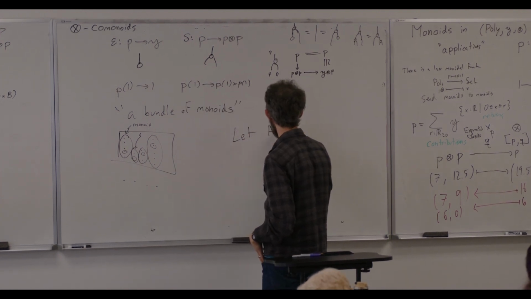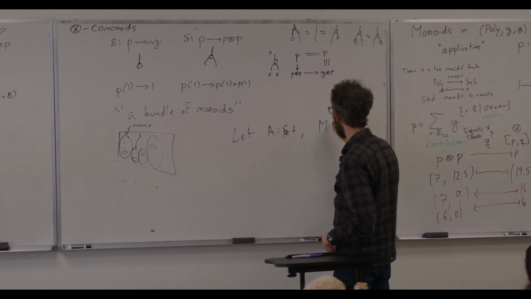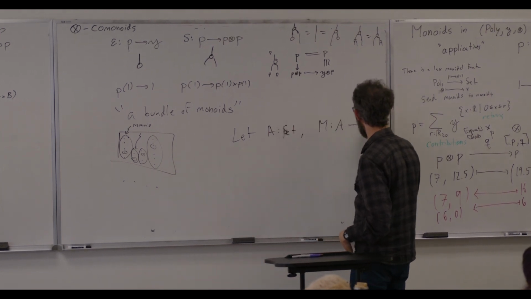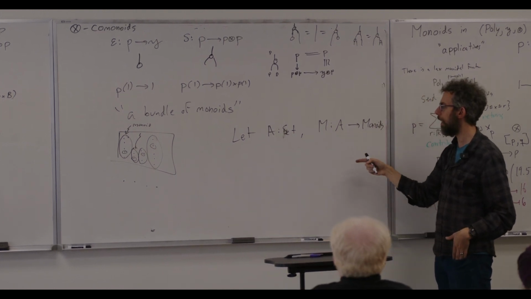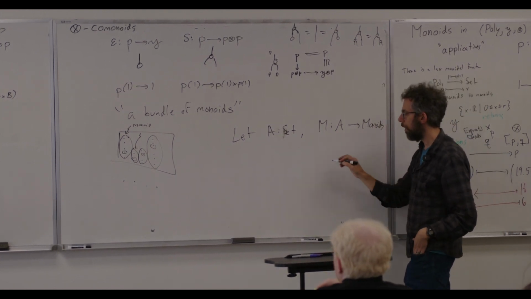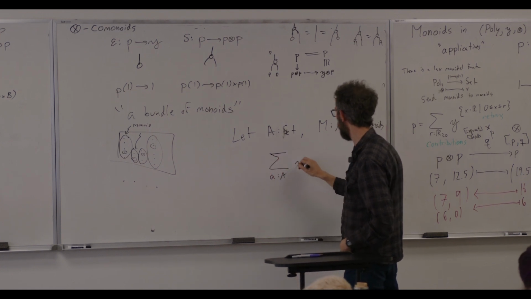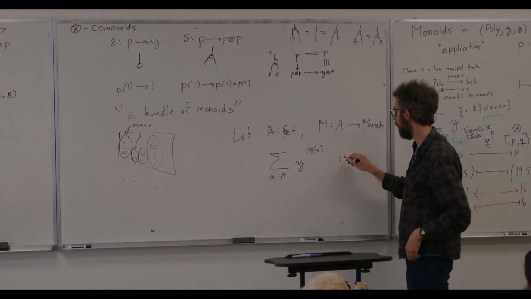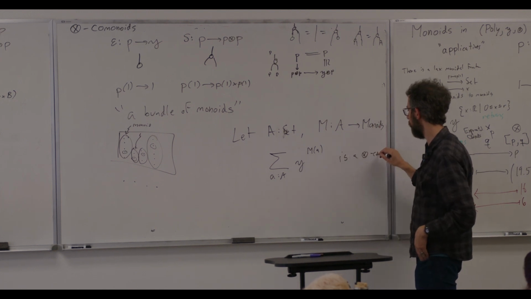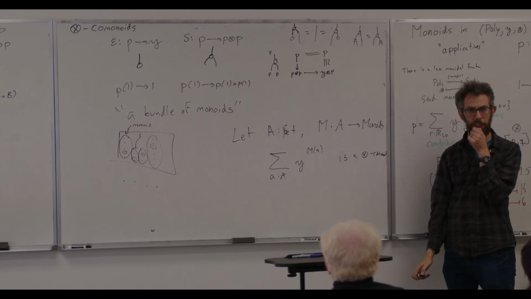let A be a set. Suppose you have a set. And M is a function from A to monoids. A functor takes every object in A, every element of A, to a monoid. Then the polynomial sum over a in A, y to the M of a, is a tensor comonoid. Do you want a minute to think about that, or do you have questions?